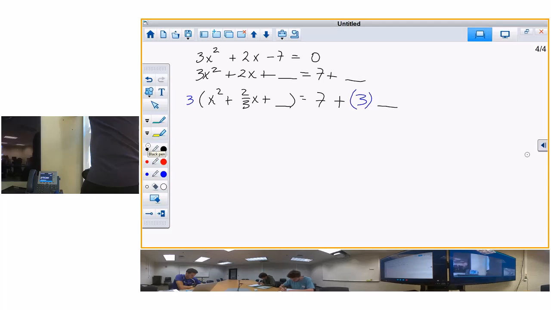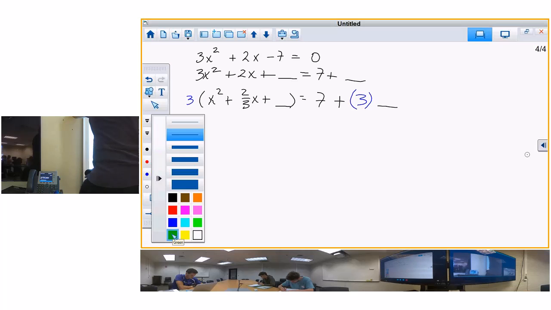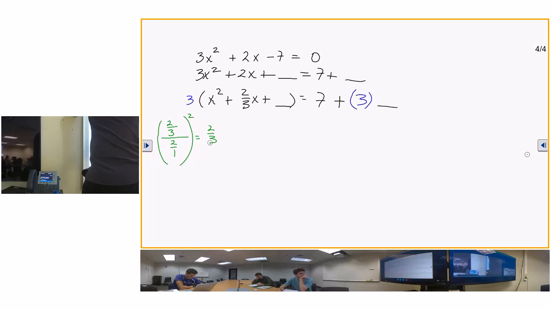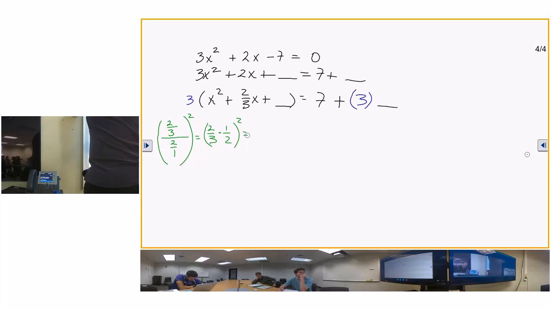Okay, now we got to do what I told y'all to do step by step. And if you do it step by step every time, you won't have a problem. So we're going to take 2/3 and divide by 2 over 1 and square it. 2/3 multiplied by what? When you divide by a fraction, you multiply by the reciprocal. The 2's cancel. And what's 1/3 squared?